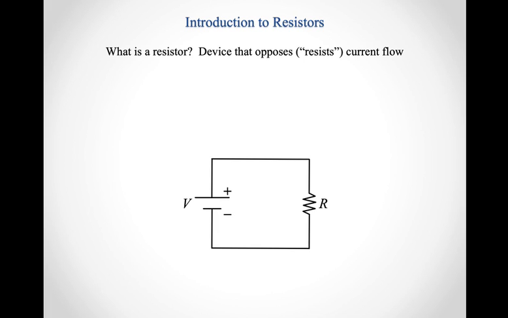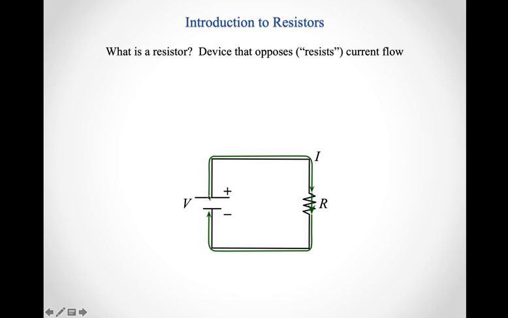So if we start with the most basic picture we can create for a circuit with a resistor, again, we've got our single battery sitting over here, positive terminal of the battery, negative terminal of the battery, and all we've done is we've taken some ideal wires and connected that battery to a single resistor. Well, when we do that, of course, what's going to happen is current is going to flow through the circuit.